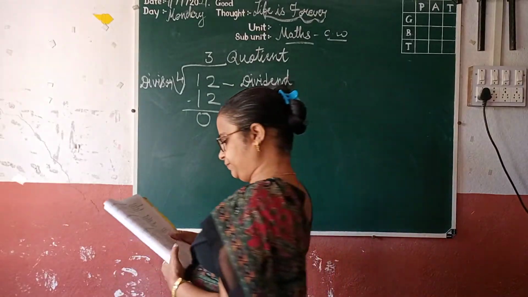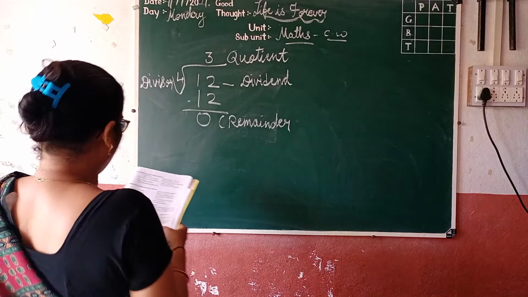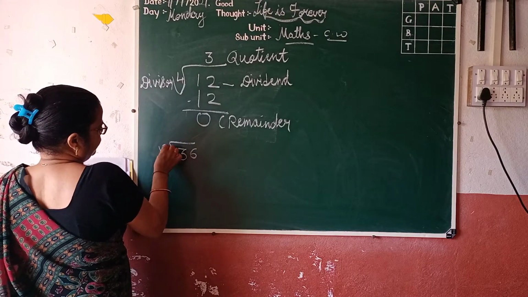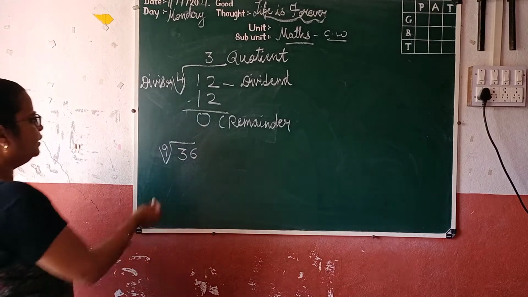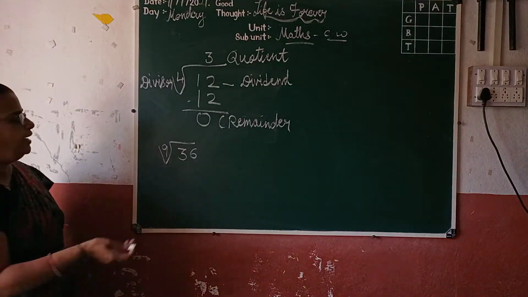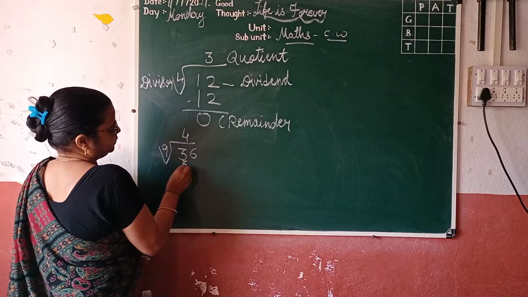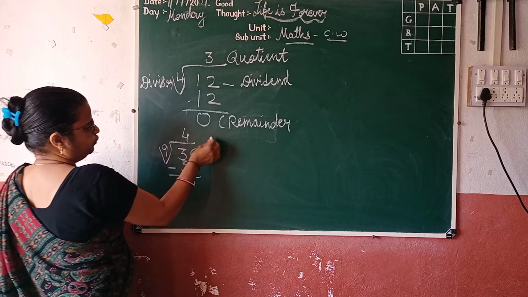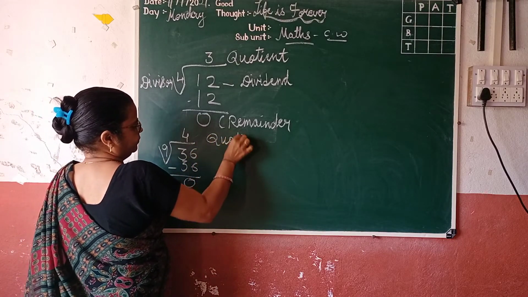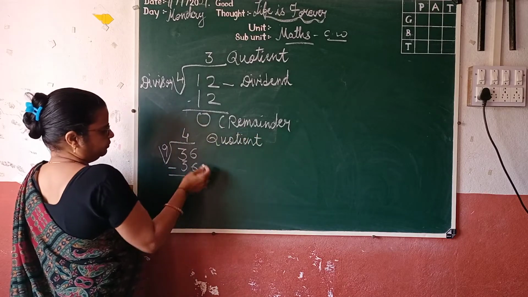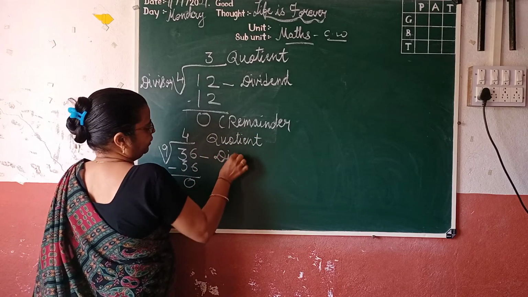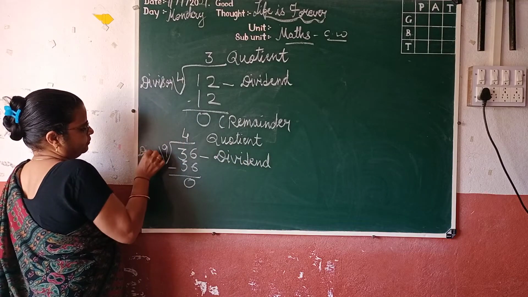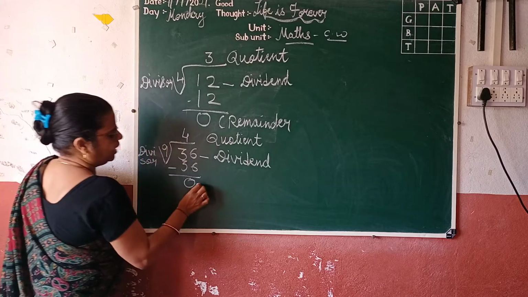Now look here, same way we have to do it. Now I am going to do this. 36 divided by 9. So you have to know the table of 9s. 9 4s are 36, so we get 0. Same way you have to write here: 4 is the quotient, then 36 is the dividend, this is the divisor, and remainder.